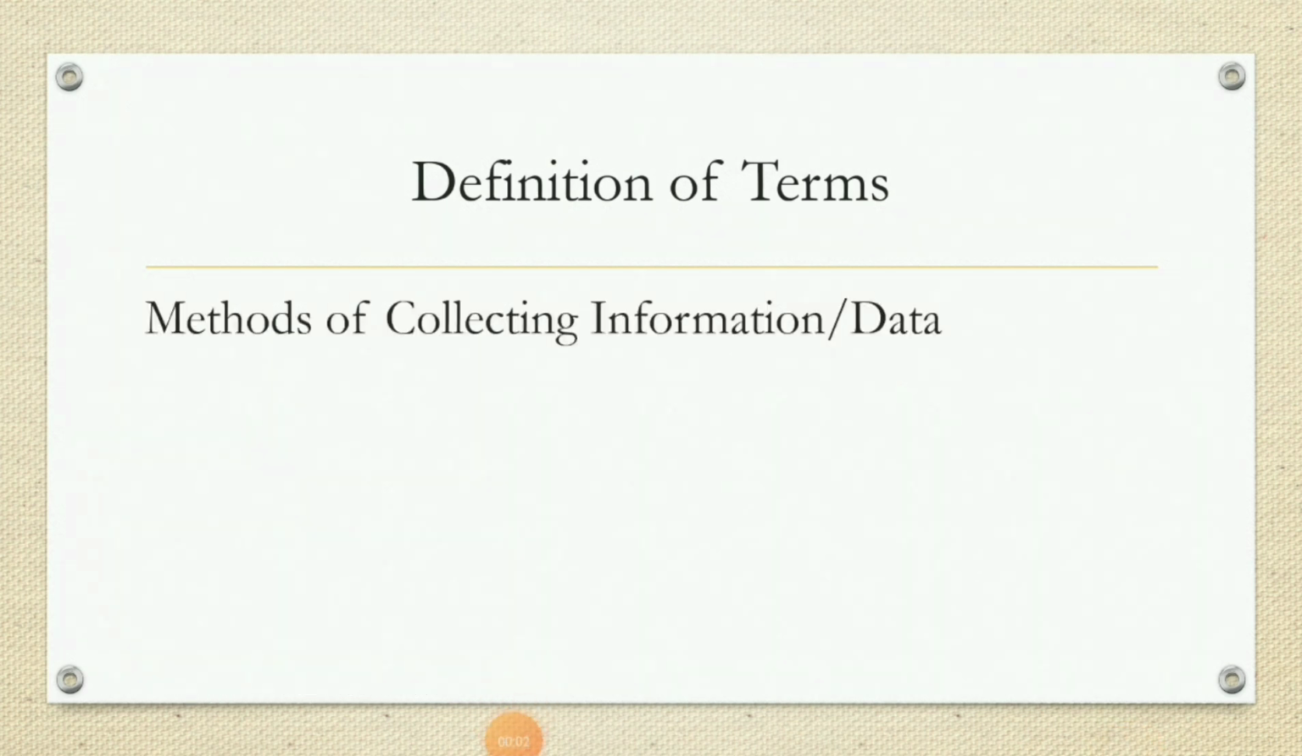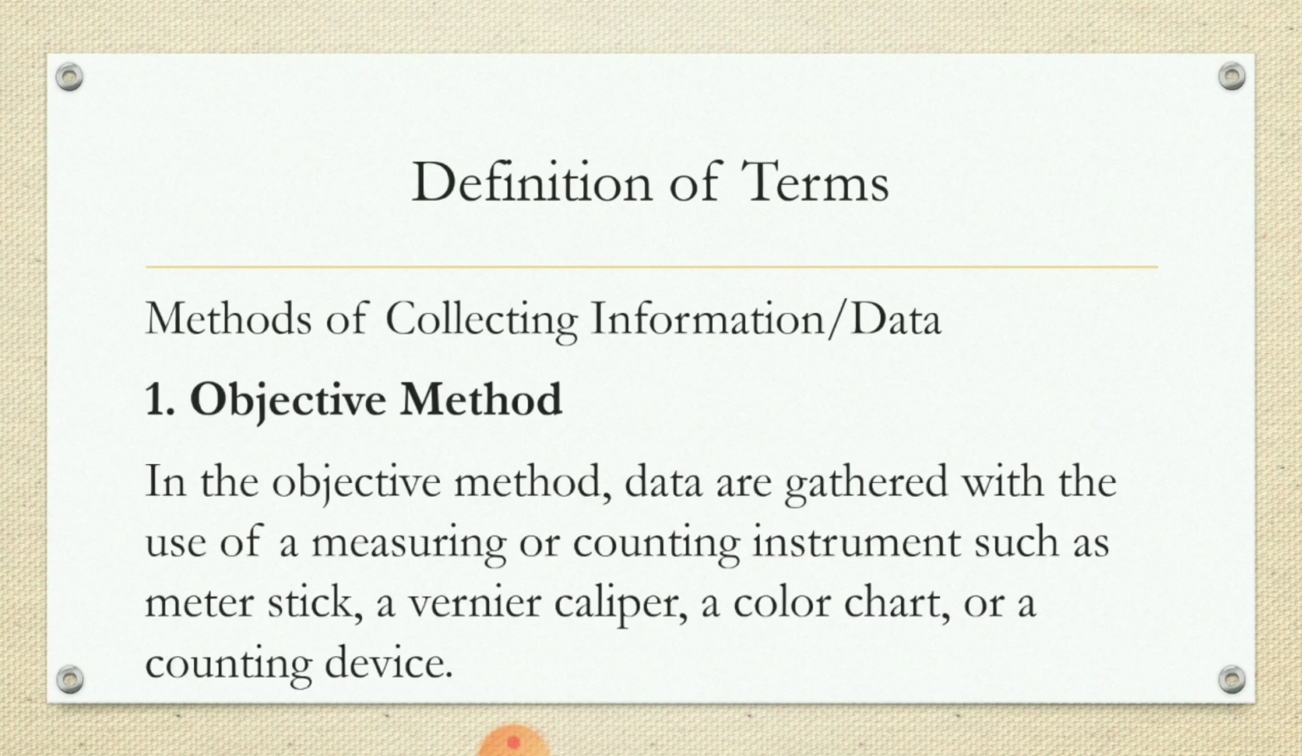Next are the methods of collecting information or data. We have three methods. First is the objective method. In the objective method, data are gathered with the use of a measuring or counting instrument such as a meter stick, a vernier caliper, a color chart, or a counting device. Under the objective method, data to be collected are numerical data or numbers.